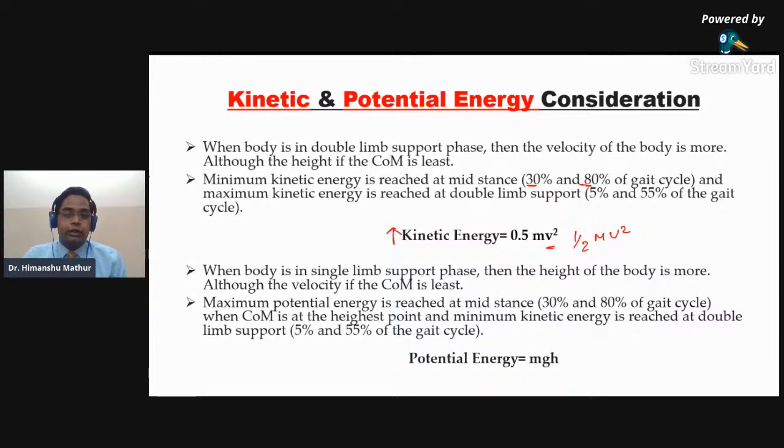Okay, that is why it is written that minimum kinetic energy is reached at mid stance, 30% and 80% of the gait cycle, and maximum kinetic energy is reached at the double limb support, that is 5% and 55% of the gait cycle when there is a double limb support phase, which eventually increases the mobility and speed.